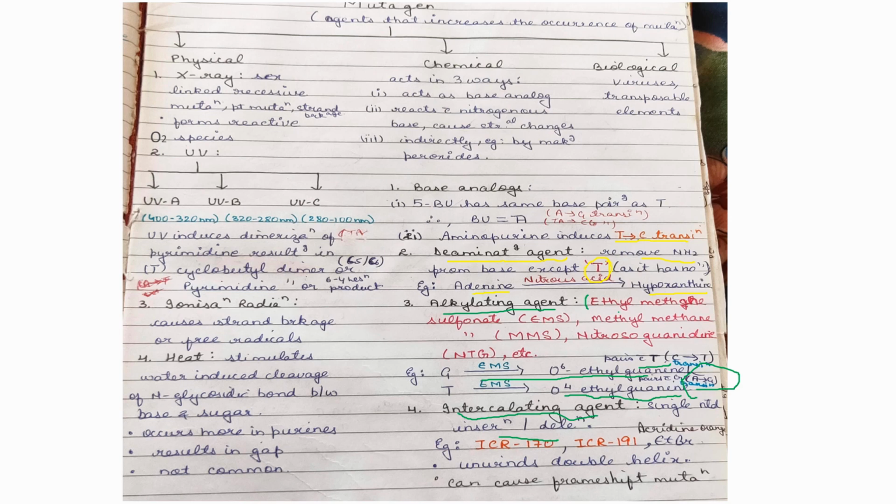Now we come to intercalating agent, which can cause single nucleotide insertion or deletion, which we know can result in frame shift mutation. So you just remember some of the examples like ICR 170, ICR 191, acridine orange, and the most common one, EtBr, which we use every day in our labs. So what they do, they unwind the double helix and can cause, as we have discussed, the frame shift mutations.